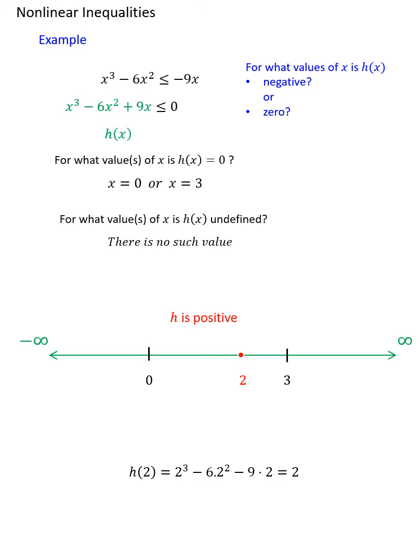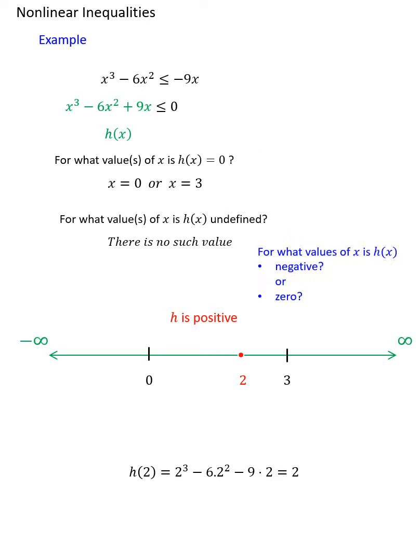But remember, h being positive there does me no good, because I'm looking for places where the function is either negative or 0. If it's positive, then it isn't negative or 0. Now, the fact that the individual number 2 does not have a negative or 0 function value is the same as saying 2 is not a solution to my original inequality.